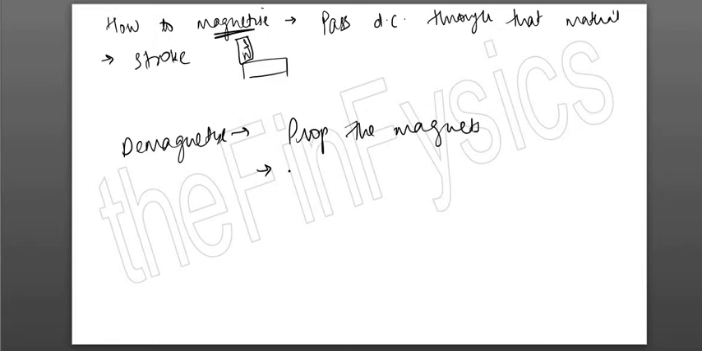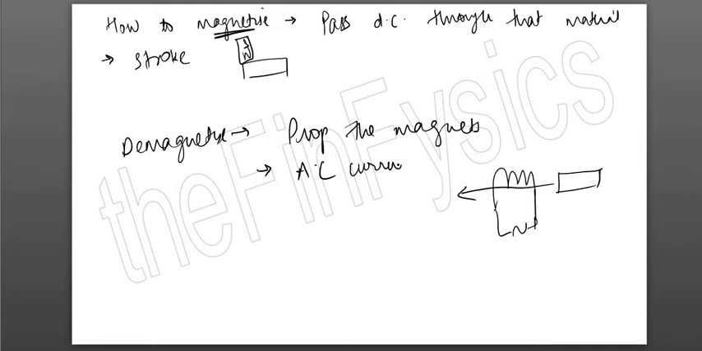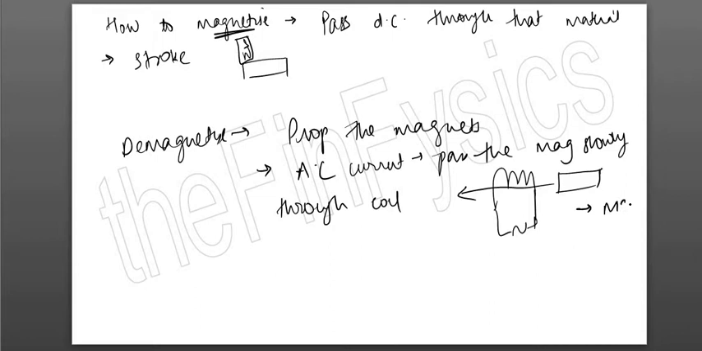Second way is with respect to current. Now to demagnetize, we use AC current. So we have a solenoid, we have AC current, and we have the magnet, and you slowly pass this magnet from one end of the coil to the other. Do it 2 or 3 times and it gets demagnetized. So AC current we use and we pass the magnet slowly through the coil. This they ask you in MCQs as well. So this is about how do you magnetize or how do you demagnetize a magnet.